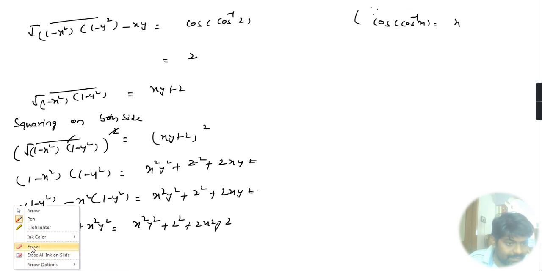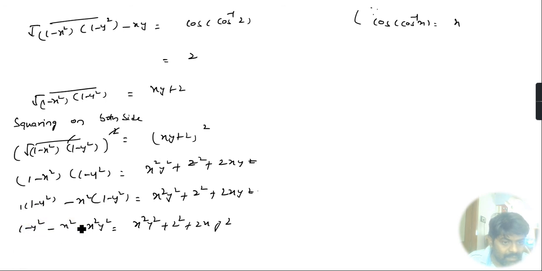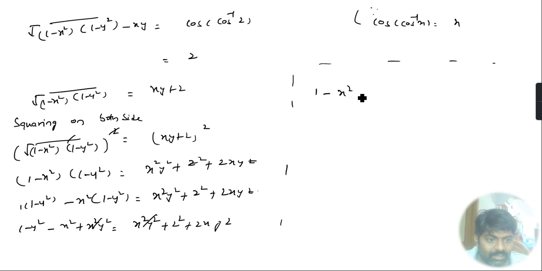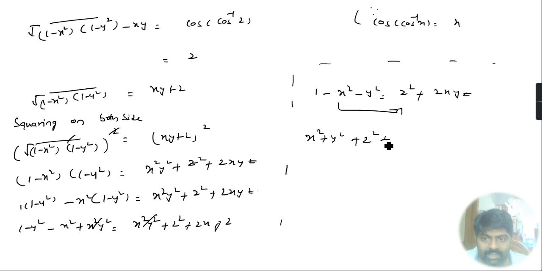So x square y square is cancelled. Then we get that 1 minus x square minus y square equal to z square plus 2xyz. And these two terms will be converted to this side. We get that x square plus y square plus z square plus 2xyz is equal to 1.